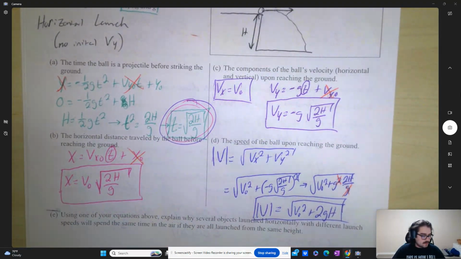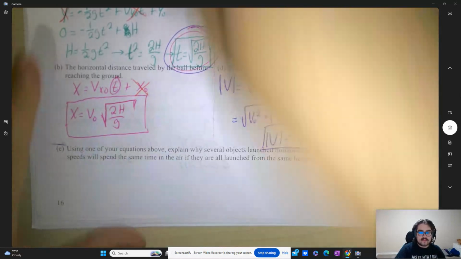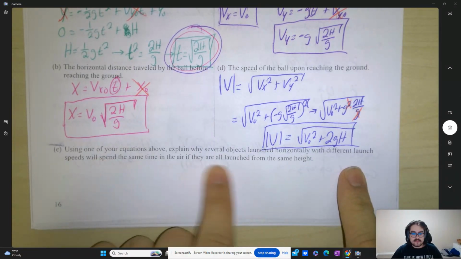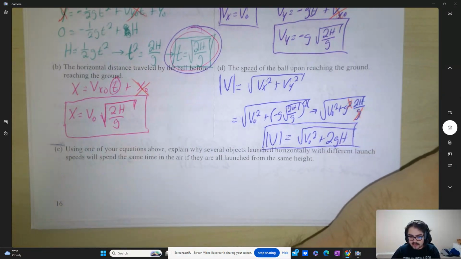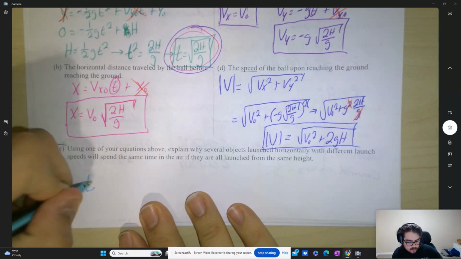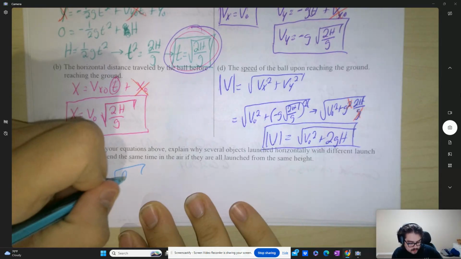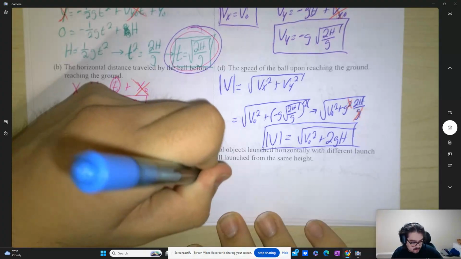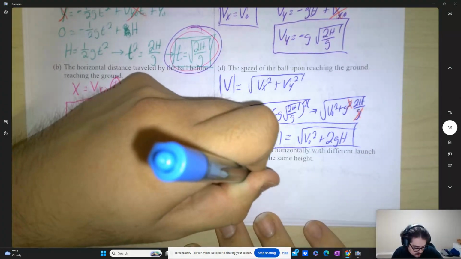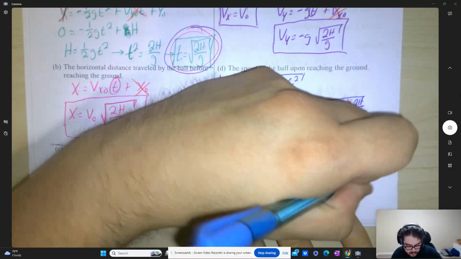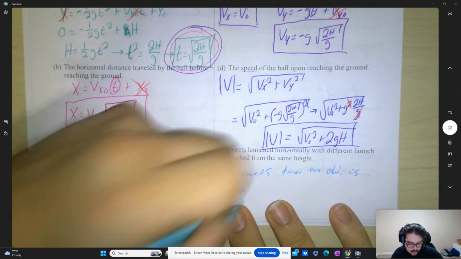Now, it's important to note that if you launch several objects with different launch speeds, they spend the same time in the air if they're all launched from the same height. Why is that the case? It doesn't matter if you launch the ball really fast or really slow, it'll spend the same amount of time in the air. Because if you look at the time equation that we derived, root 2h over g, it looks like only height affects the time an object is in the air, right?